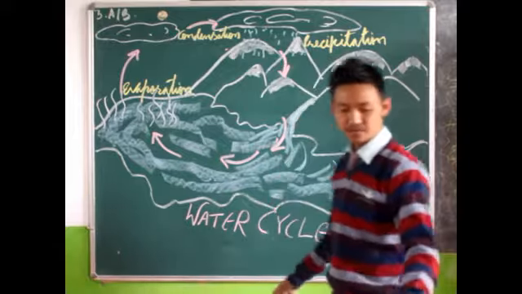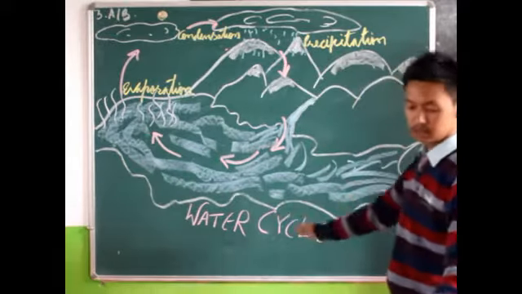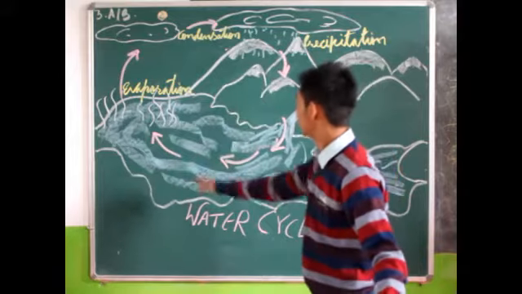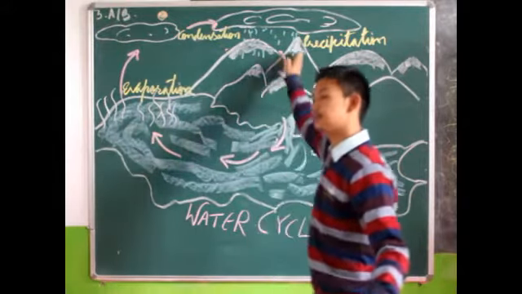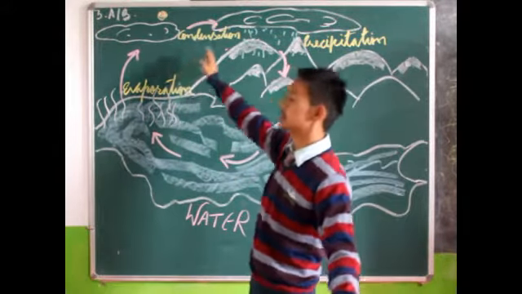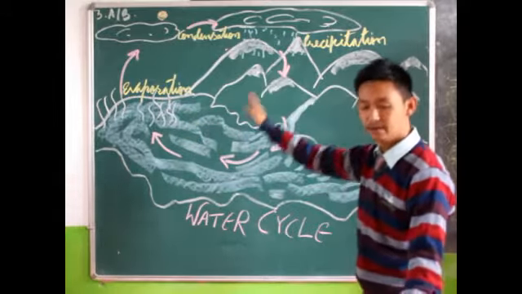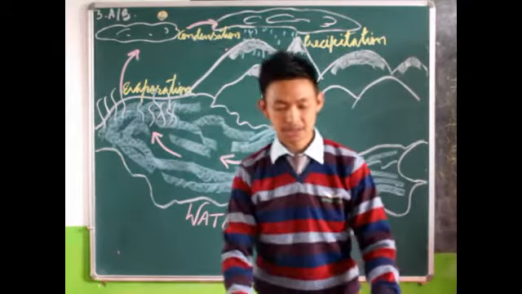So in this way, the process of the water cycle starts and again continues. It continues: evaporation, condensation, precipitation. So again, evaporation, condensation and precipitation. This cycle goes on and on in our nature.